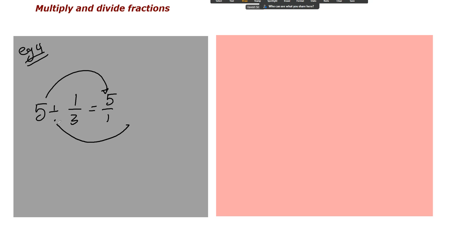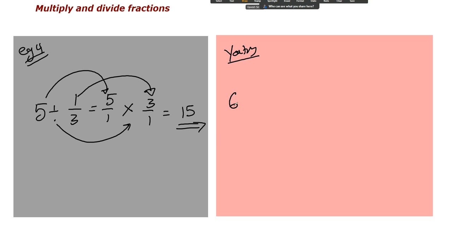And when you have divide, change it into multiply. And when you have 1 over 3, tip it over to become 3 over 1. So your answer here will be 15. Now you try this. Suppose you got 6 divided by 1 over 4. What will that equal?